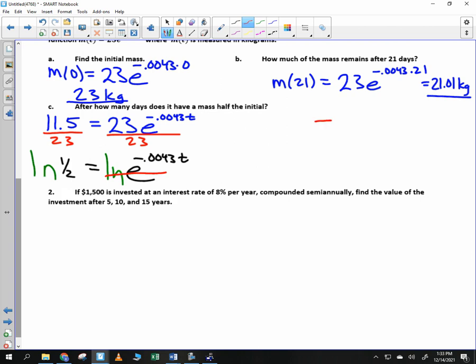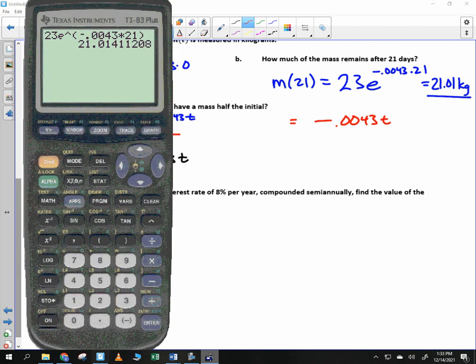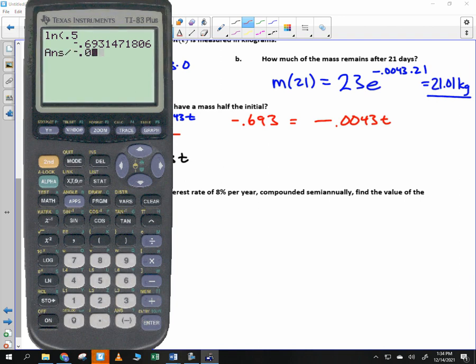So that's gone. And on the right-hand side, I get negative 0.0043 t. And then on the left-hand side, I get the natural log of 1/2. Natural log of 0.5, we get negative 0.693. Want to solve, so I'm going to divide that by negative 0.0043. And I get 161.20. So 161.2 days.